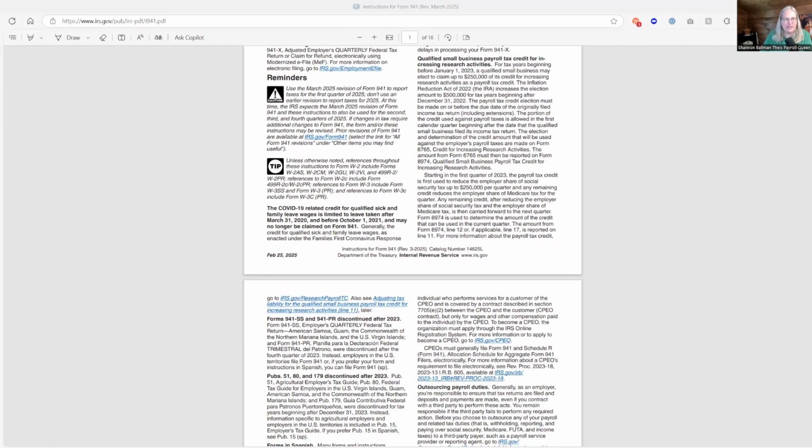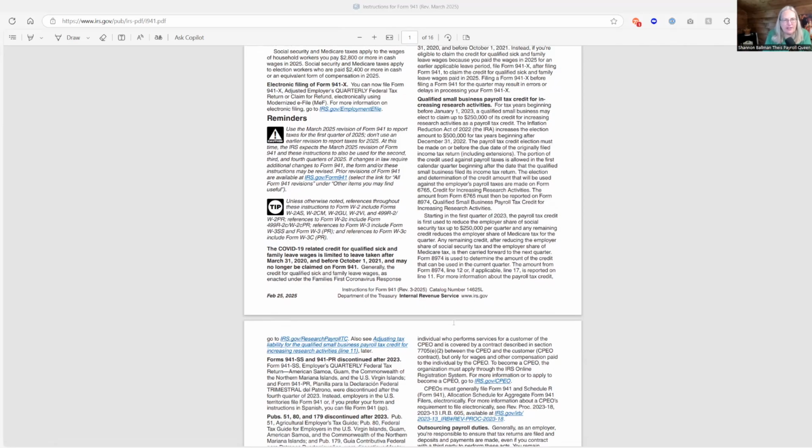Unless otherwise noted, references throughout these instructions to Form W-2 include Forms W-2AS for American Samoa, W-2CM, and I forget what that is, W-2GU for Guam, W-2VI for Virgin Islands, and Form 499R-2/W-2PR, which is for Puerto Rico.